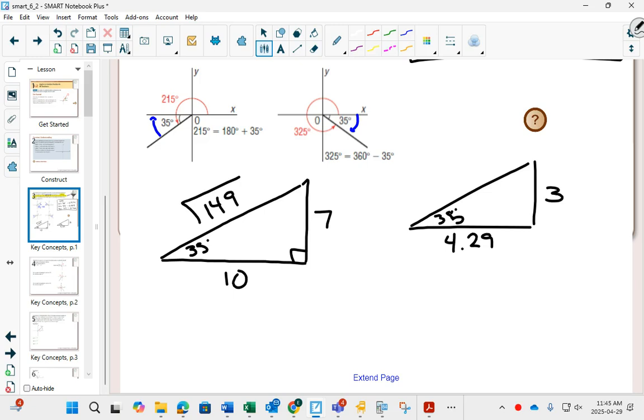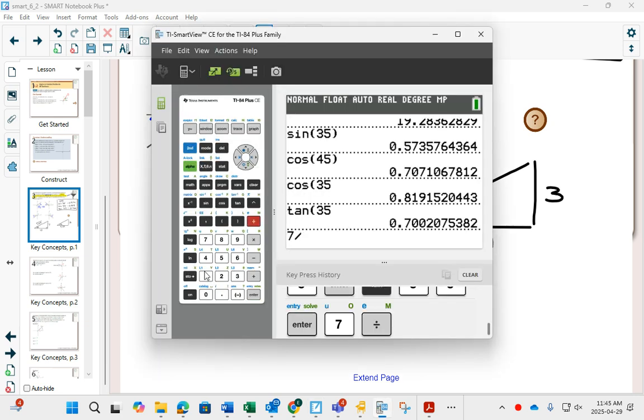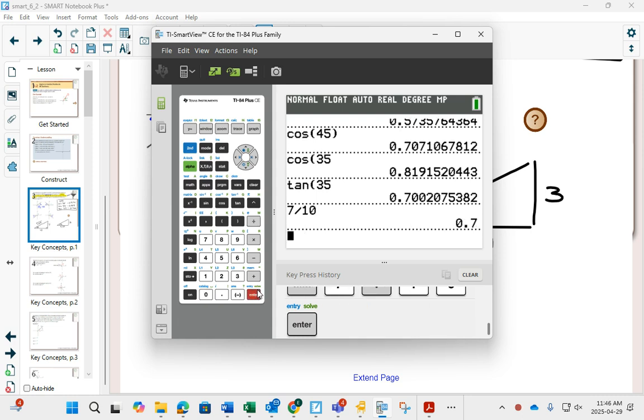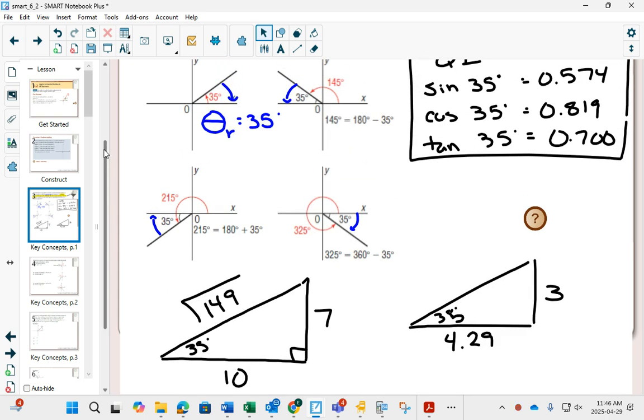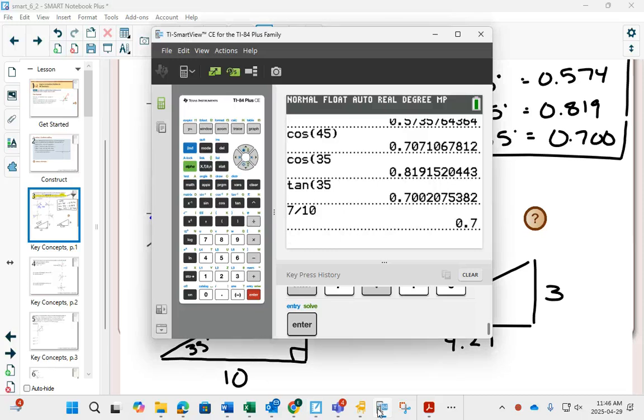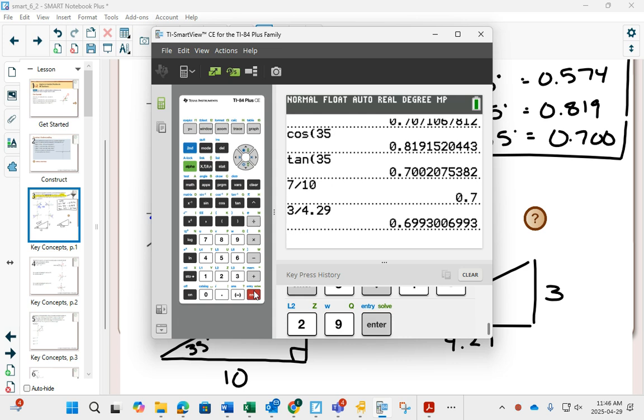The idea of trigonometry is if you have a certain angle, in this case 35 degrees, and you took the opposite side divided by the adjacent side, I go to my calculator, and I do 7 divided by 10, what do I get? 0.7, which is really, really close to 0.700. Because that's what your tangent tells you: every time you take the opposite over the adjacent, you should always get 0.7. What about my second one? 3 divided by 4.29. Oh, it was really close. 0.69999.